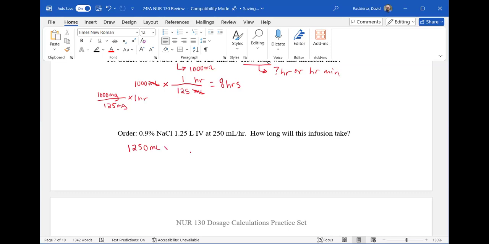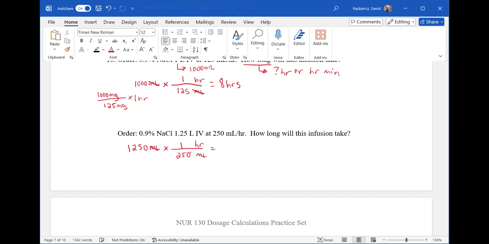Then I'm going to eliminate milliliters and solve for hours. So 250 milliliters per hour. Now, if you want to look at this, that you want to do like desired over have, or ordered over available, that still works for this. You can take the 1250 divided by 250 times 1 hour. It's essentially the same thing that I've put here.